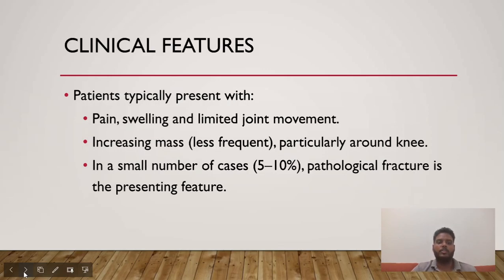Coming to the clinical features of giant cell tumor, the patients would usually come with pain, swelling, as well as limited joint movement. They will also have an increasing mass, but it is less frequent, and this mass is particularly around the knee. In a very small number of cases, like 5 to 10%, pathological fracture is the presenting feature of it.